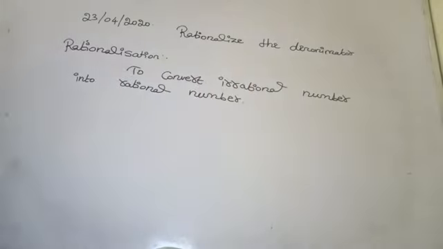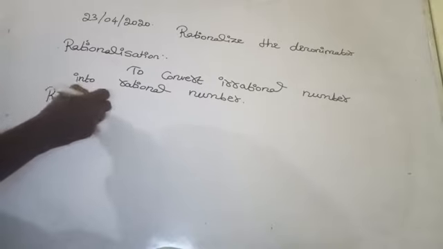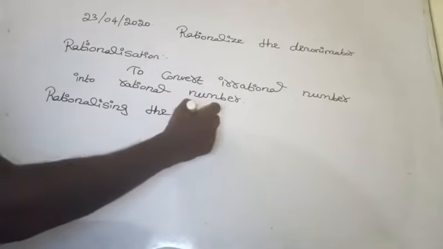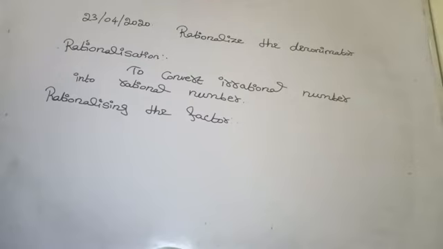Now, what is the method to rationalize the denominator? Rationalizing the factor. What is the factor? It's very simple. Rationalizing the factor: the number which when multiplied with an irrational number makes the resulting product a rational number.